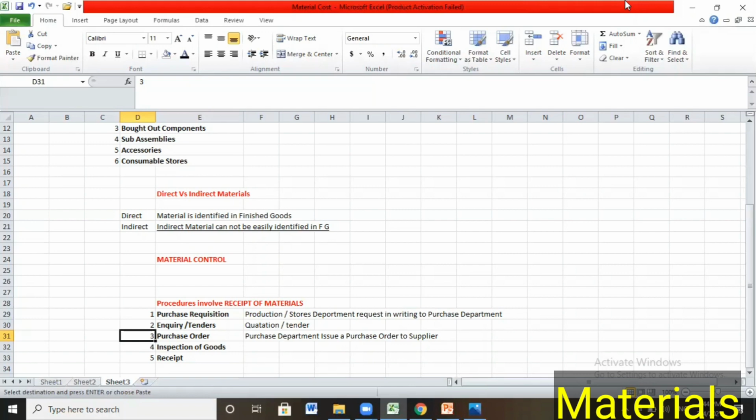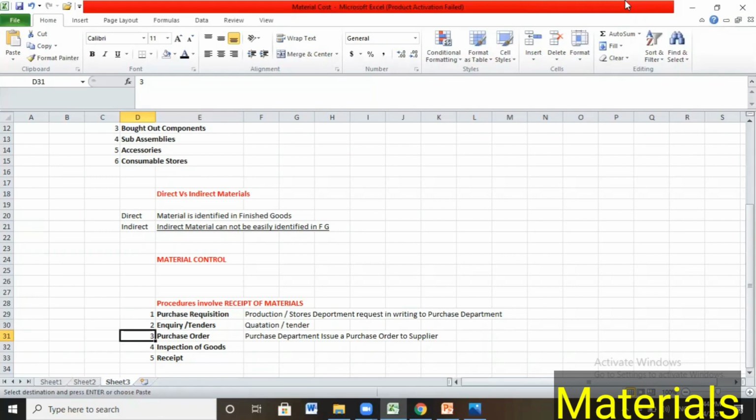One is acknowledge supplier's challan. A copy of the delivery challan sent by the supplier is acknowledged by the stores and sent back to the supplier. This indicates that the material is received in the store subject to inspection and approval. Then information to the inspection department: the stores inform the inspectors about the receipt of material.